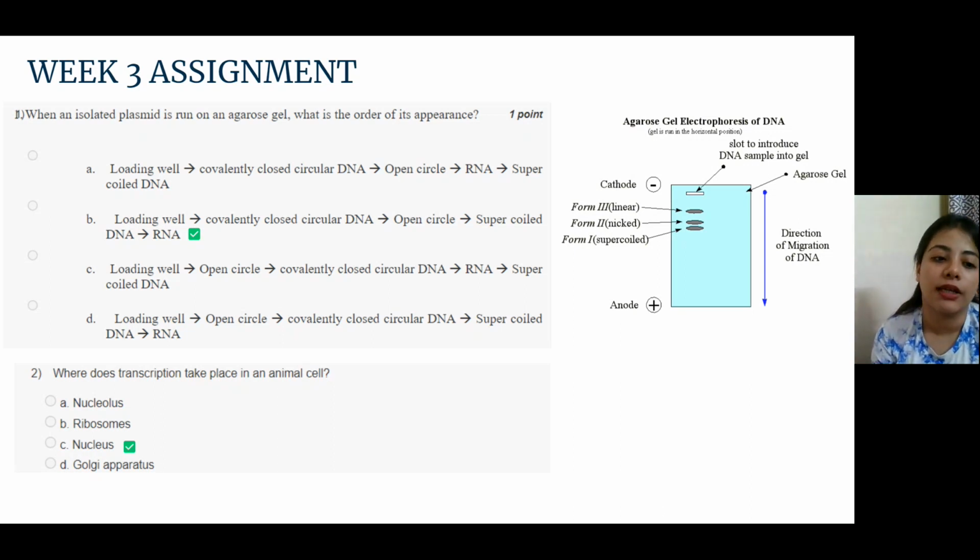Since only transcription has been specifically referred to here, and the options are nucleolus, ribosomes, nucleus, and Golgi apparatus, the answer would be the nucleus. In contrast, if you take a bacterial or prokaryotic cell into consideration, then transcription and co-transcriptional translation occur in the cytosolic region, the liquid part of the cell, and therefore such a clear distinction is not observed under such circumstances.